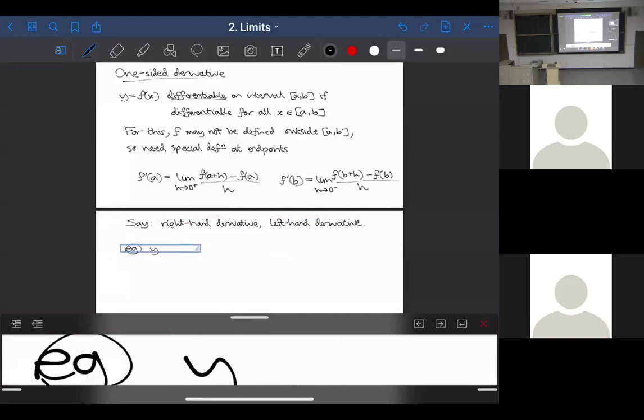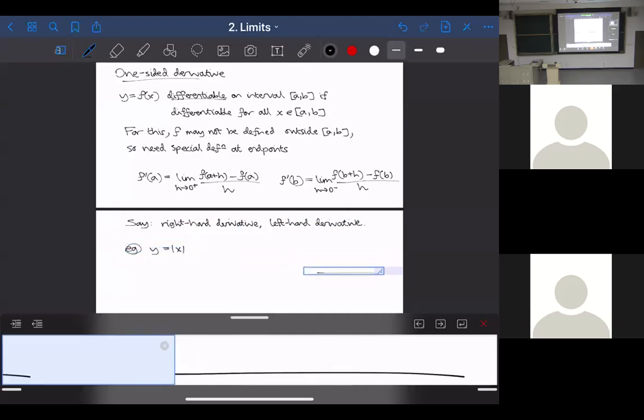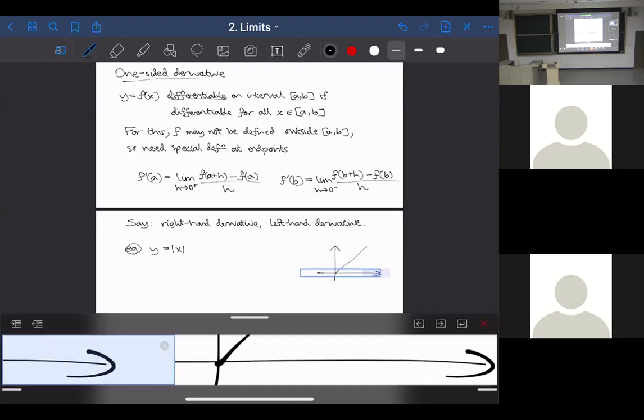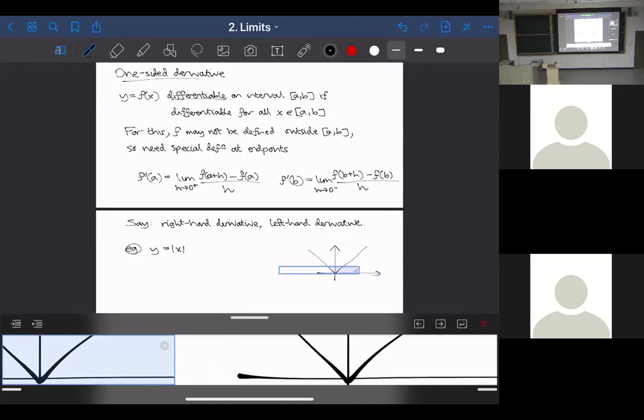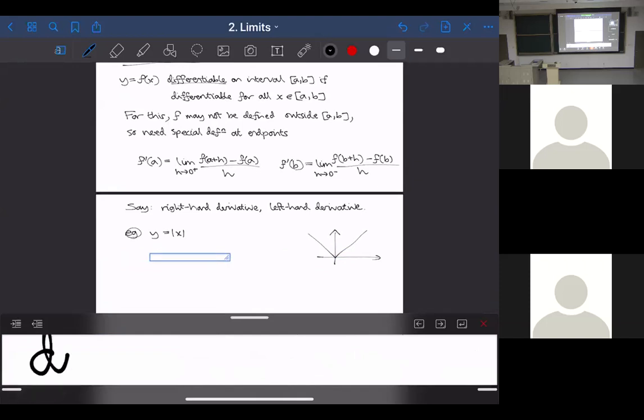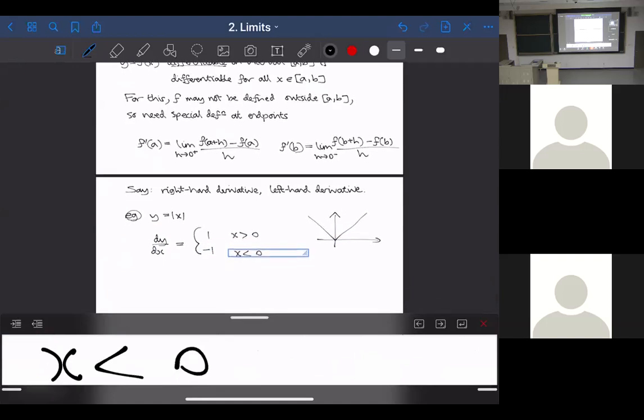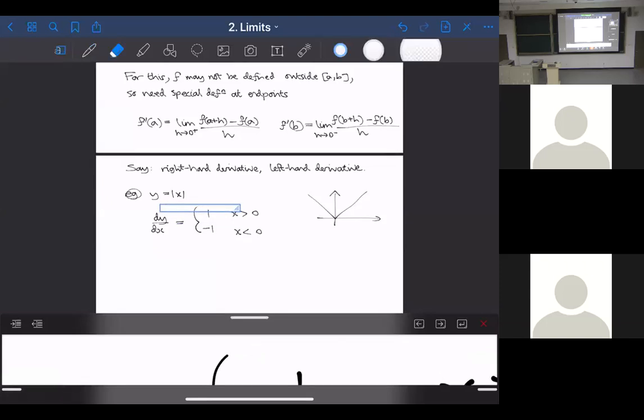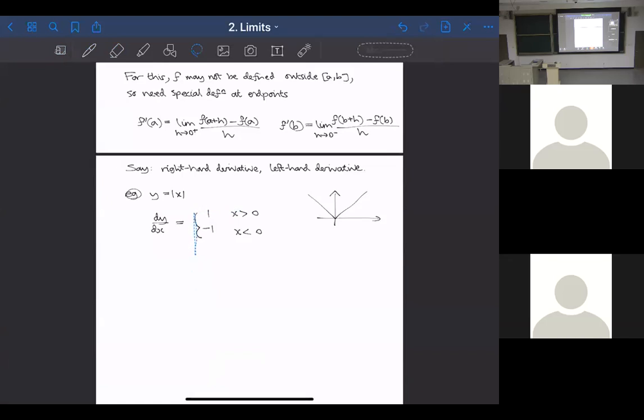So for example, if y is the absolute value function, then dy/dx, the derivative, has values 1 for positive x and -1 for negative x. So we could prove that with our definition, but it's also quite clear from the graph, the slope of the function at those points is that. But what about at x equals 0?